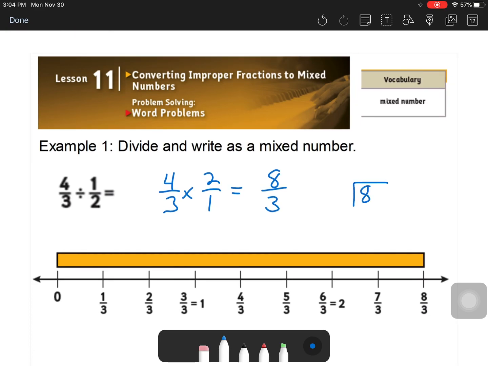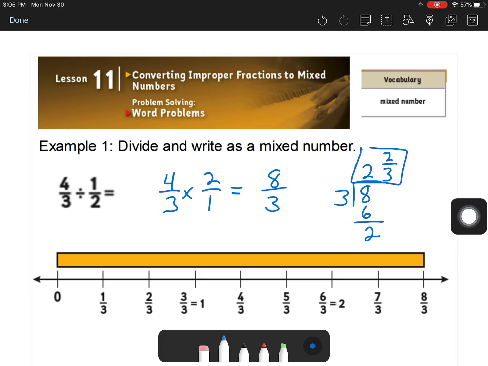We take the numerator divided by the denominator. So I have to say, how many times can 3 go into 8? And the answer to that is 2. And if I take 3 times 2, I get 6. And now I subtract. 8 minus 6 is 2. That's my remainder. And I put my remainder over the divisor of 3. So I get 2, and I put that over this 3. So 2 and 2/3, that's the mixed number that's equivalent to 8/3.